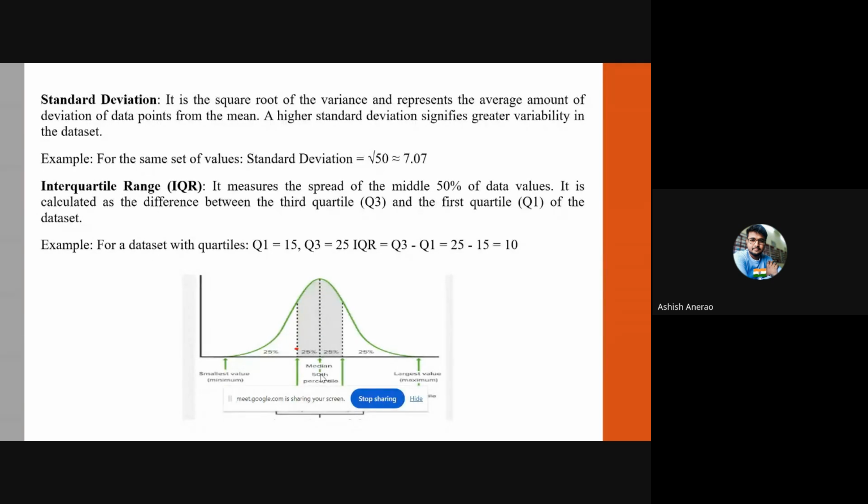So Q3 minus Q1 is the interquartile range, and in the above example, if you take Q3 minus Q1, it comes to 10. So the interquartile range of our data is 10. So why do we calculate these measures of dispersion? Because measures of dispersion are very important.